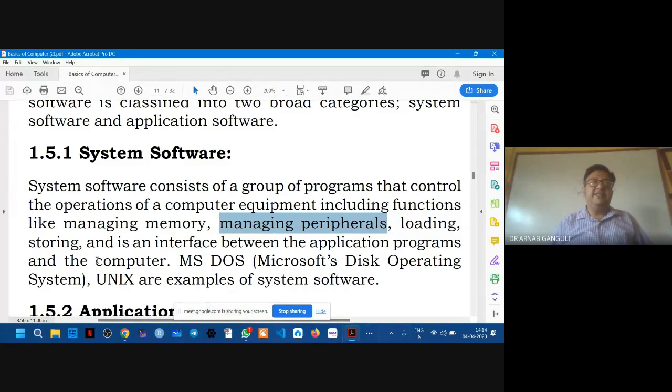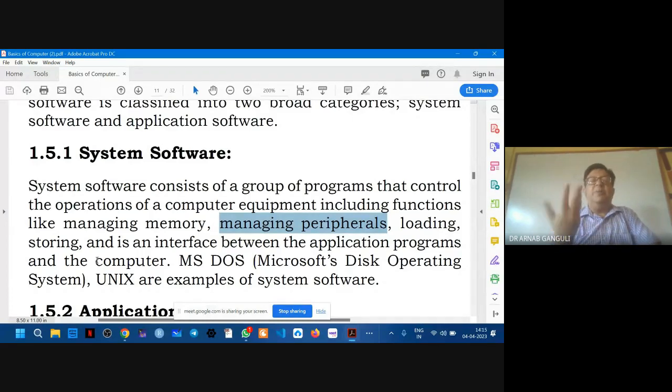MS-DOS, Windows, Unix, Linux. But Windows completely, you cannot say it to be 100% system software, because you have a graphical user interface. On the screen, you will find there are lots of icons where you click and open. That is an application. But what runs Windows? Windows is based on a set of programs and keys, which runs your computer. That is your system software, the system component.